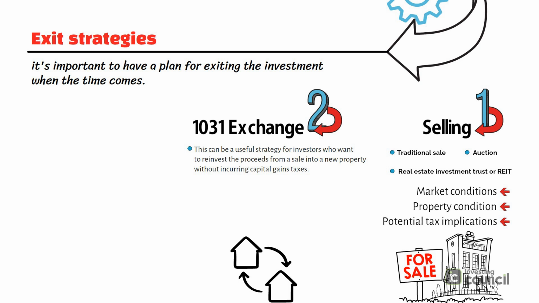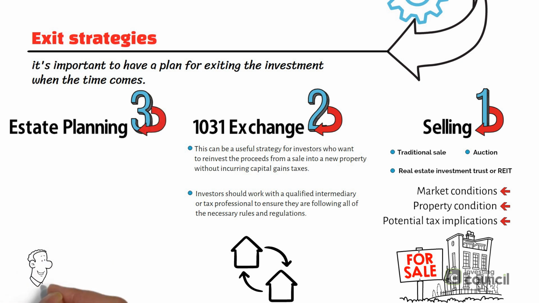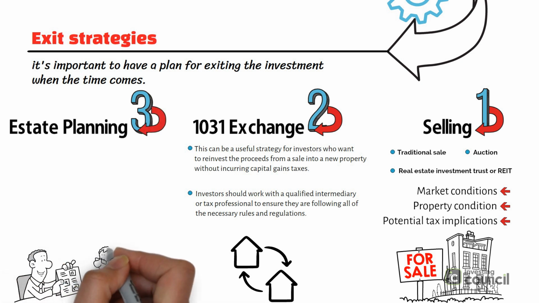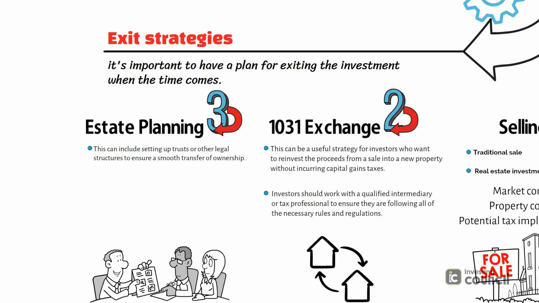It's important to note that 1031 exchanges have specific rules and timelines that must be followed to qualify for tax deferment. Investors should work with a qualified intermediary or tax professional to ensure they are following all of the necessary rules and regulations. The third option is estate planning. Estate planning is another exit strategy that can be used to transfer ownership of the property to heirs or other beneficiaries. This can include setting up trusts or other legal structures to ensure a smooth transfer of ownership.